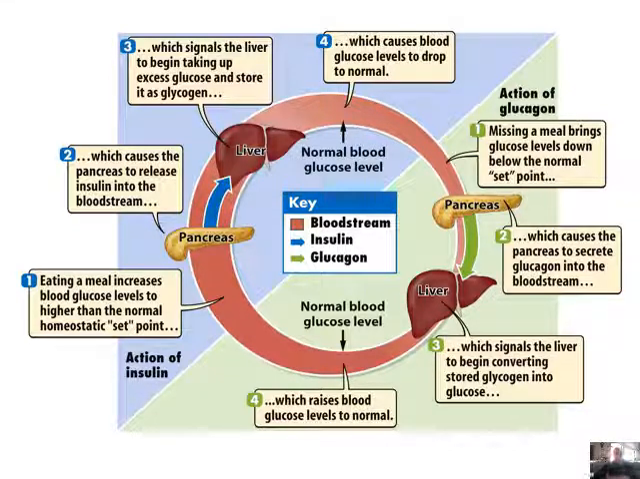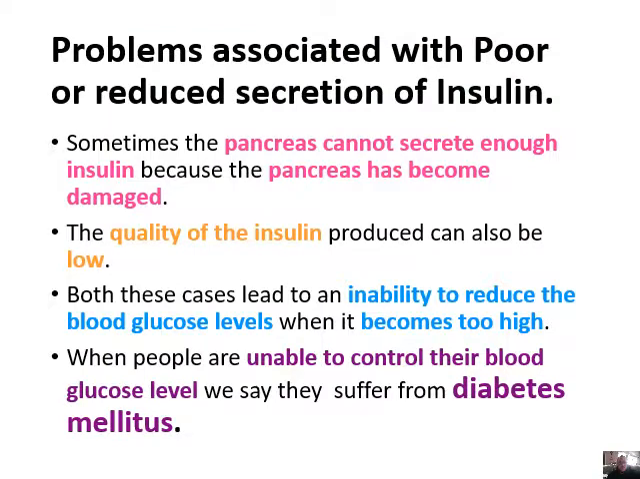It's not that insane, you just need to learn how it works. So if there is some sort of problem, and believe me, there are problems, you're going to suffer from poor or reduced secretion of insulin. Let's talk about how your pancreas could be affected. Sometimes the pancreas cannot secrete enough insulin because the pancreas has become damaged. So you have a car crash, someone punches you, you stab yourself, you get shot, I don't know, but your pancreas becomes damaged. Maybe you also put dangerous substances in your body. The quality of the insulin produced can also be low. So it's either being damaged or the quality is just low, so your body's not producing it properly.